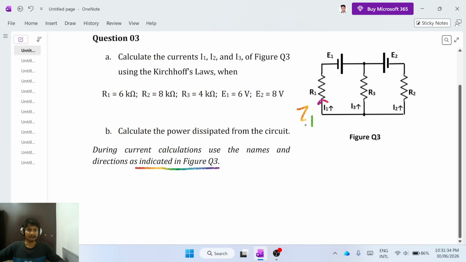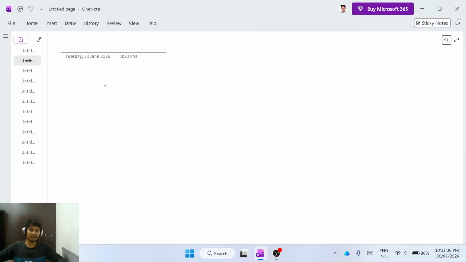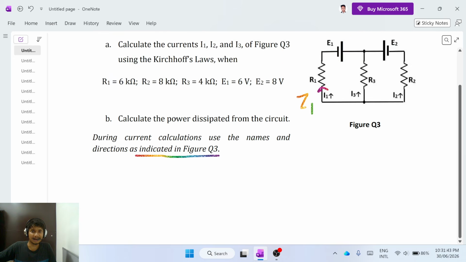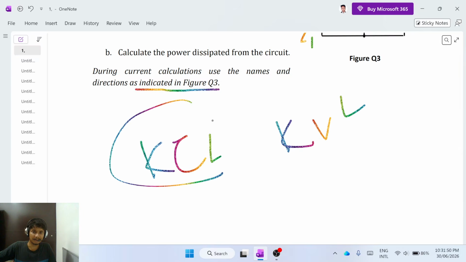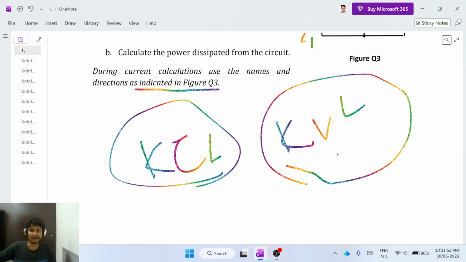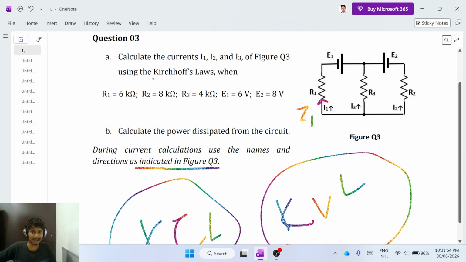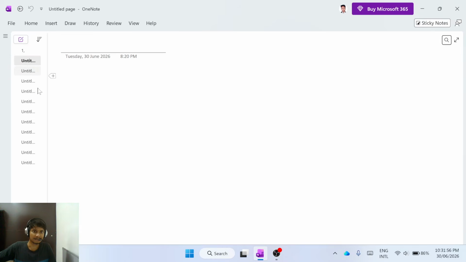Now we have to find I1, I2, and I3 using Kirchhoff's laws. We already know there are two laws. One is KCL, Kirchhoff's current law, and the other one is KVL, Kirchhoff's voltage law. Now let's move to the question. We are going to draw the diagram again.